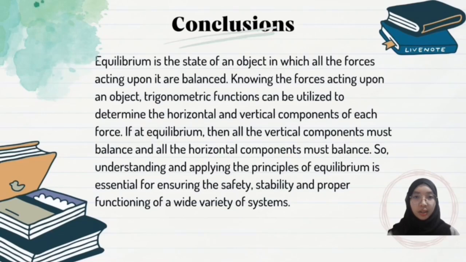Last but not least, the conclusion for this topic is that equilibrium is the state of an object in which all the forces acting upon it are balanced. Drawing the forces acting upon an object, trigonometric functions can be utilized to determine the horizontal and vertical components of each force. If at equilibrium, then all the vertical components must balance and all the horizontal components must balance. So, understanding and applying the principles of equilibrium is essential for ensuring the safety, stability, and proper functioning of a wide variety of systems.